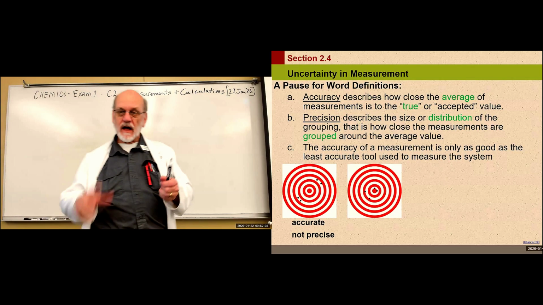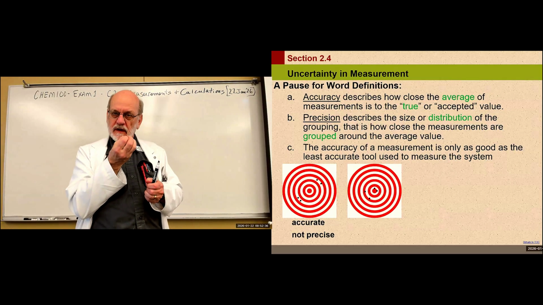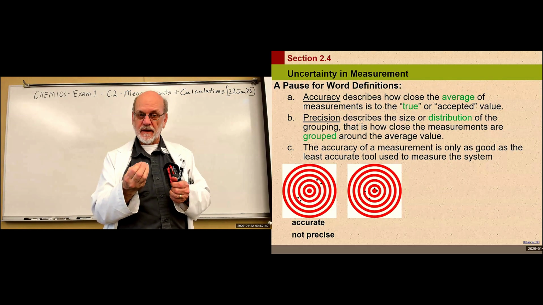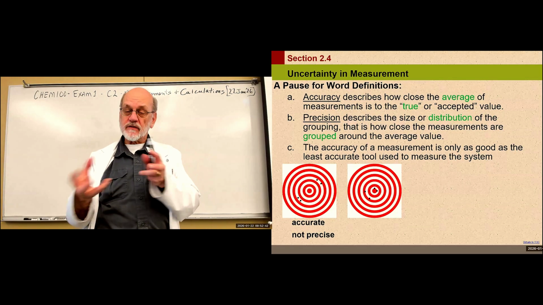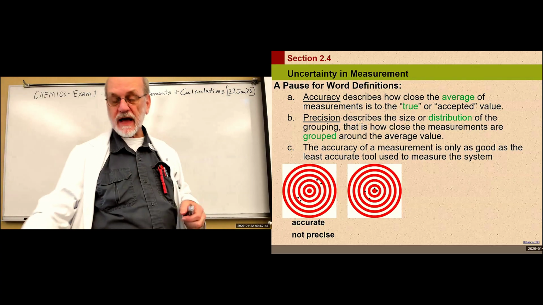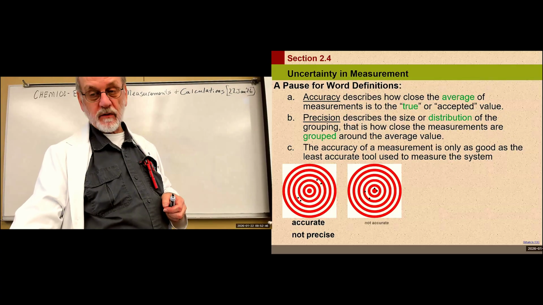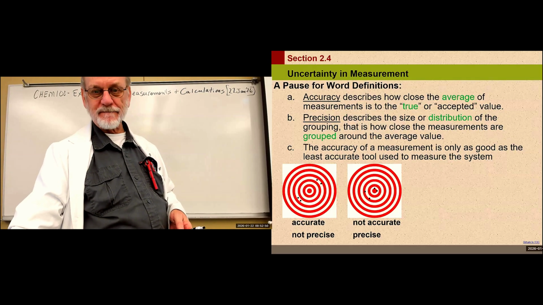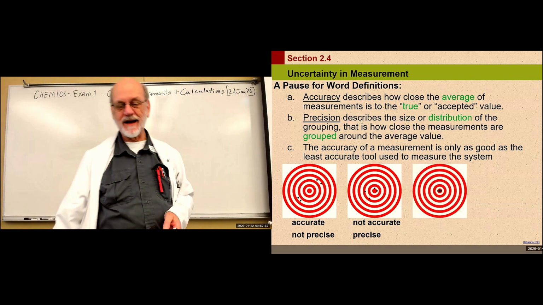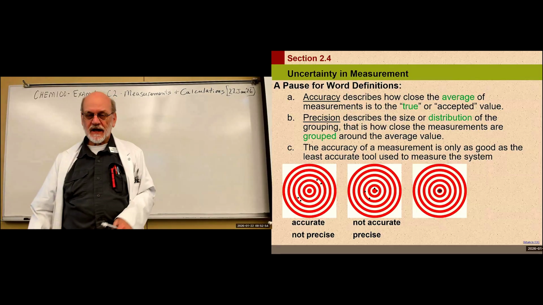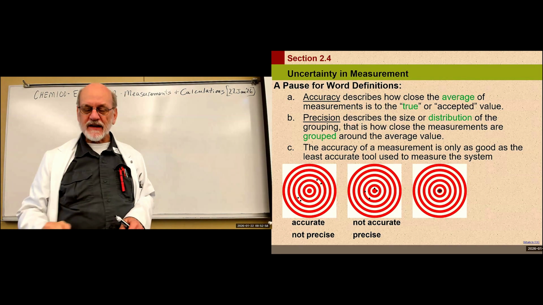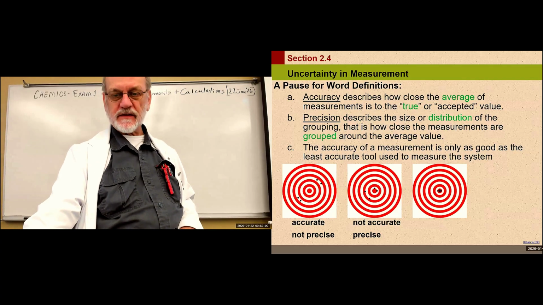Let's look at another example. Here we have a closer grouping. So I would say this grouping is precise. But if we take the average of those values, it's not on the bullseye. So this will be not accurate, yet precise. How about this one? This is the ideal. You've got a tight grouping on the bullseye. That is both accurate and precise.